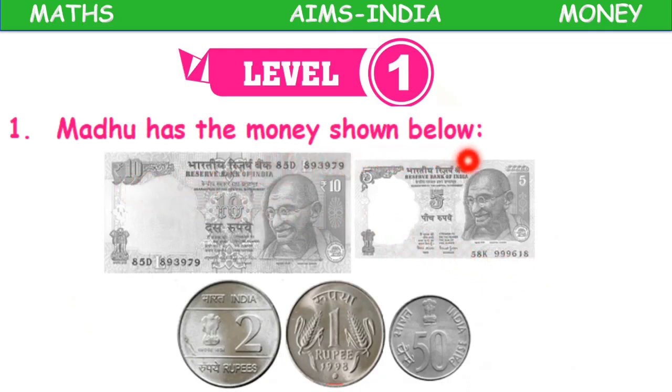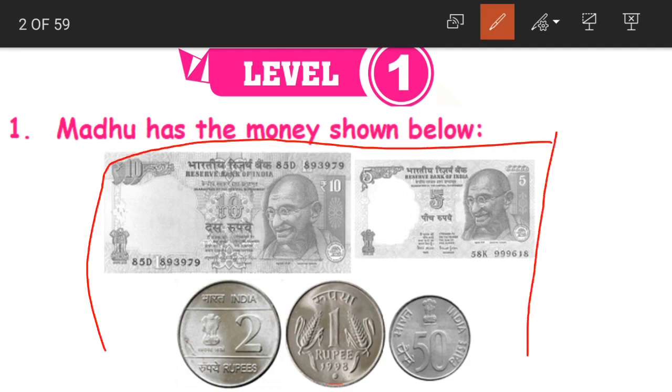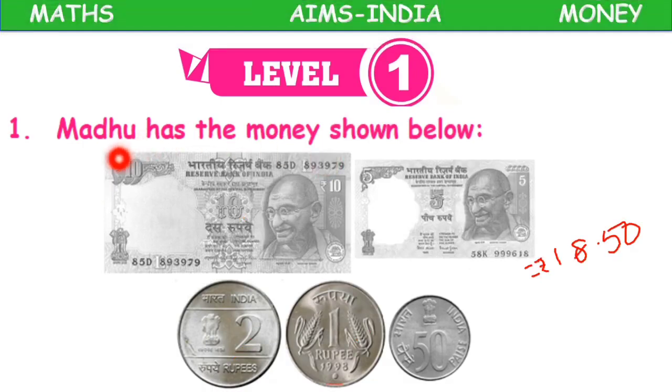Madhu has the money shown below. This money is Madhu is having right now. Let us count the money. 10 plus 5, 15. Then we have 2, so that would be 17. Then we have 1, that will be 18. Then we have 50 paise. So 18 rupees. What is the total amount, children? 18 rupees 50 paise is the total amount Madhu has.